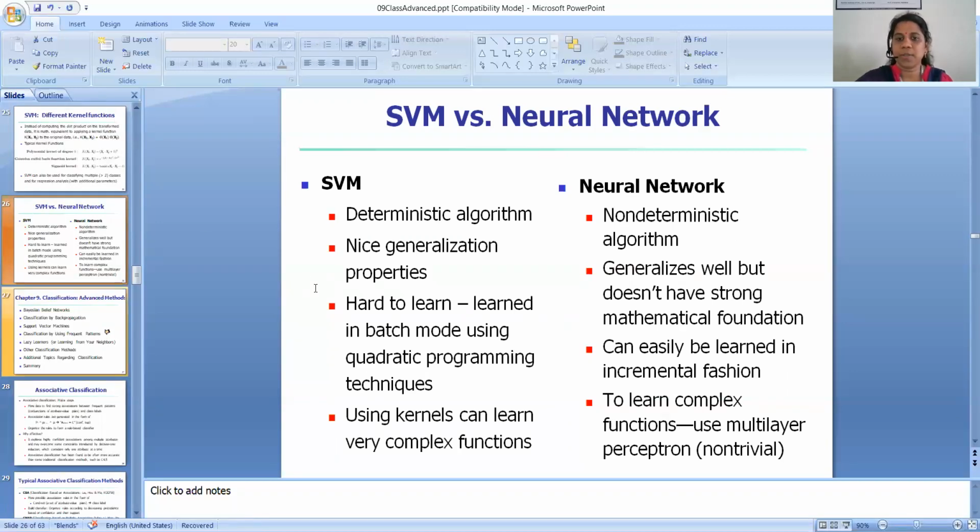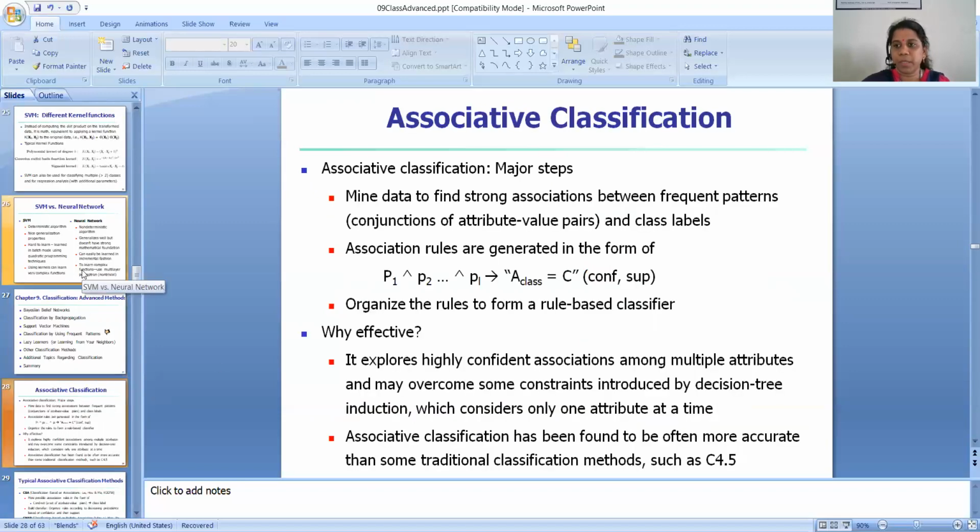SVM is a deterministic algorithm, but a neural network is a non-deterministic algorithm. With SVM we get nice generalization properties, whereas a neural network generalizes but doesn't have the strong property. But SVM is hard to learn, while a neural network can be learned and applied easily. Using kernels, SVM can learn very complex functions. In a neural network, to learn complex functions, we need to use multi-layer perceptrons or non-trivial methods. So that's about the SVM method.